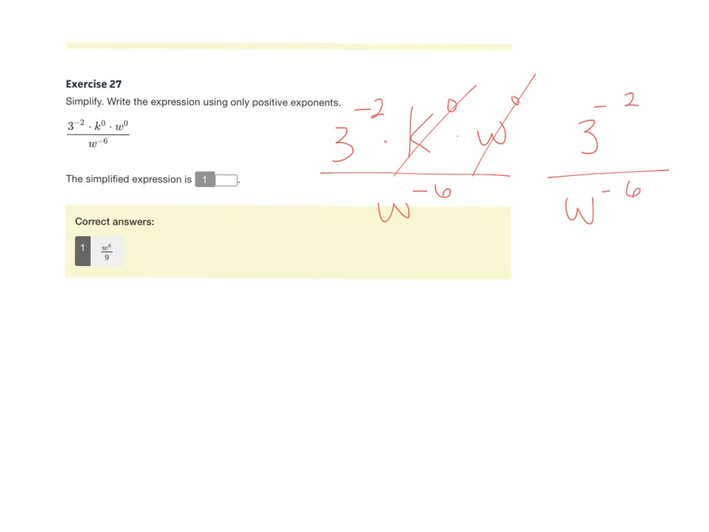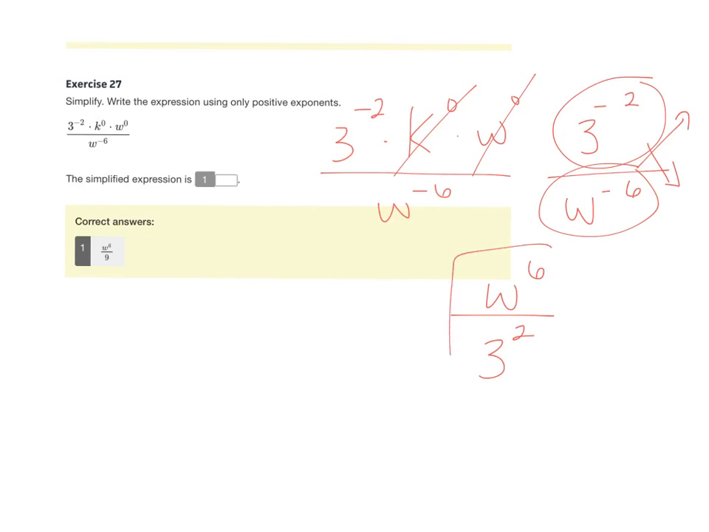Identifying that both of these have negative exponents, I'm going to send them to their room, right? This is going to go down. It's going to give me 3 to the positive 2nd. This is going to get sent up to its room. That's going to become w to the 6th. And now, this would be an acceptable answer. Also, w to the 6th over 3 squared, which is 9, would be acceptable. All right, that's how you did day 2, 10.4.